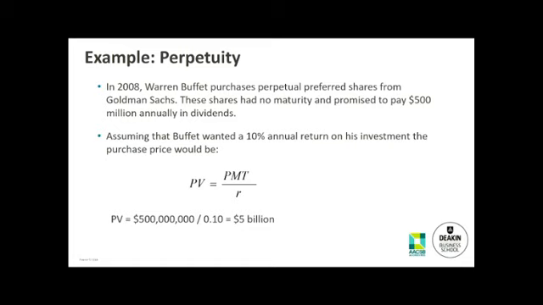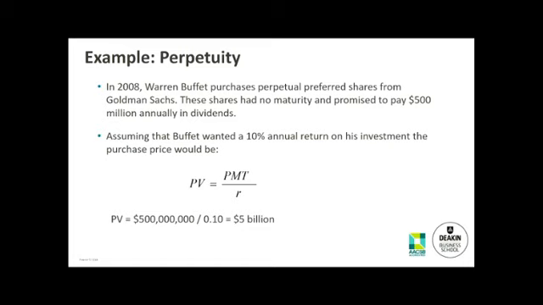In 2008, Warren Buffett purchased a perpetual preferred share from Goldman Sachs. It lasts forever; on this agreement, the share has no maturity. And every year, they have to pay $500 million to him. Assuming that Buffett wanted a 10% annual return on his investment, what will be the purchase price? This 10% is my assumption. I don't know what return he was actually asking, but it should be roughly around that range.